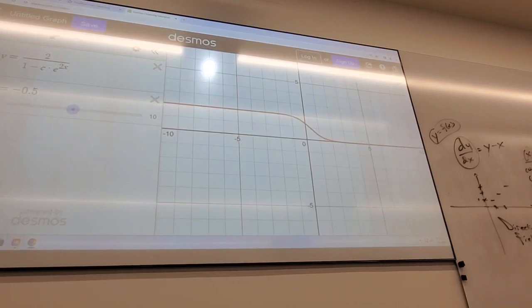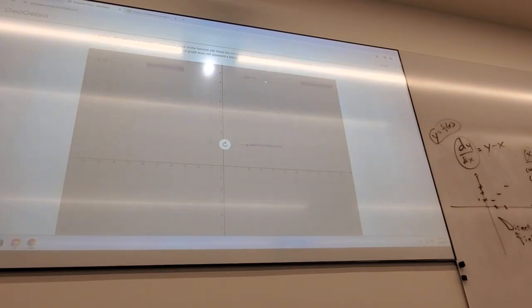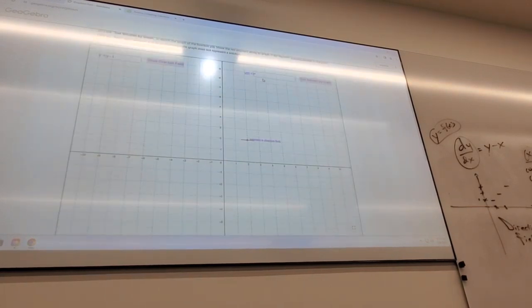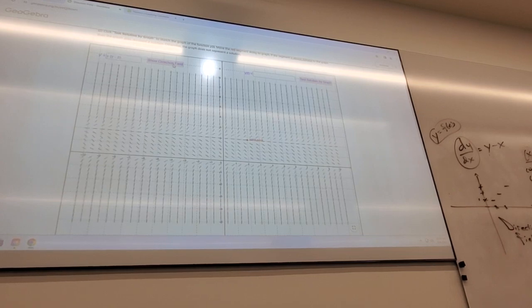Okay, coming back to this. Let's put in here y prime. So what was y prime for this one? It was y times y minus 2. Show direction field. Okay, come on. Dear God, I'm not going to make you do this by hand. Yeah, you're welcome.